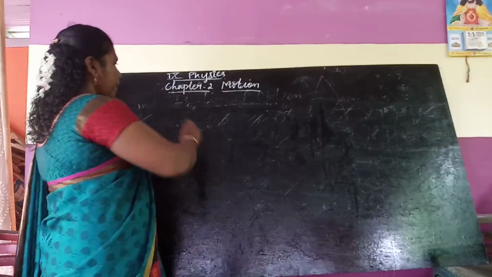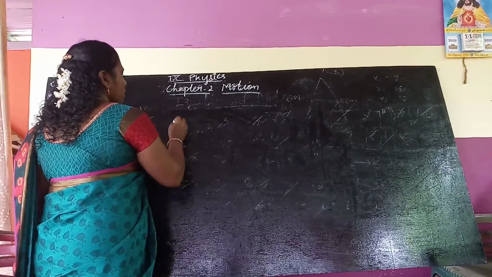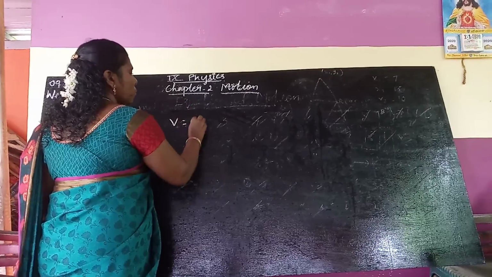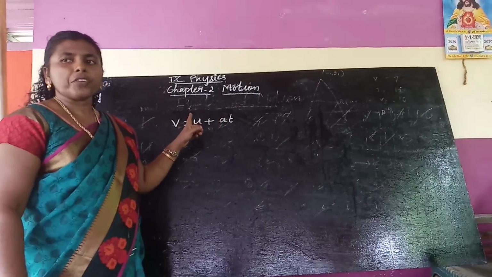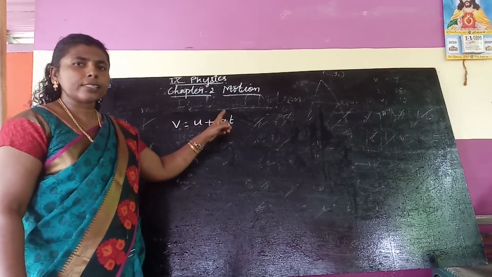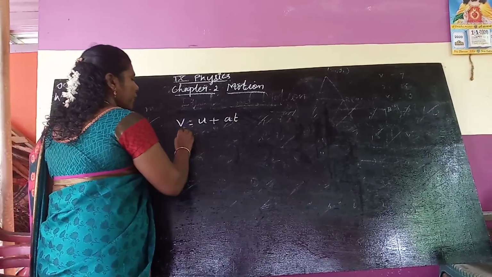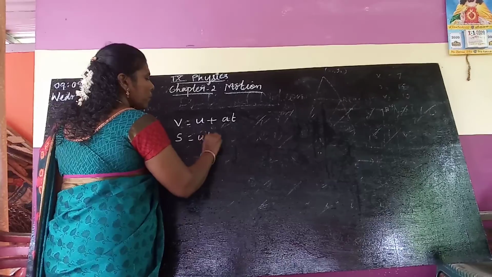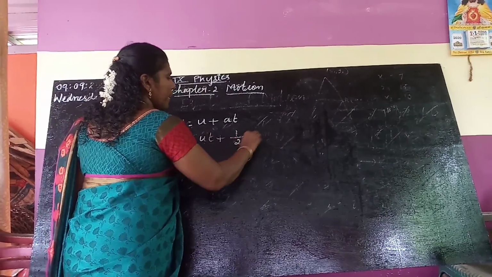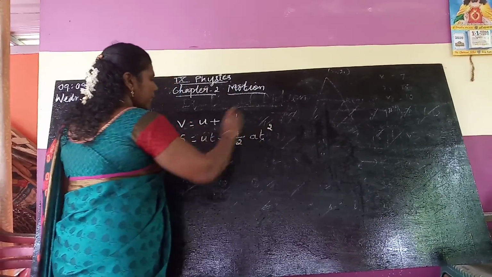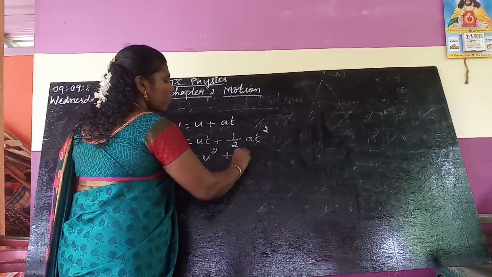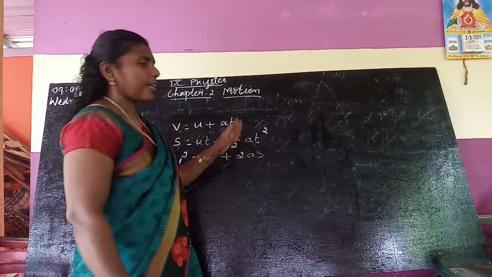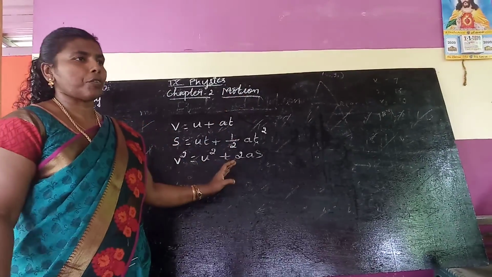Now we can write the three equations you have already learned. I am writing them now. V equal to U plus AT. First equation, V equal to U plus AT. Second equation, S equal to UT plus half AT square. Third equation, V square equal to U square plus 2AS. Last class, we derived these three equations.